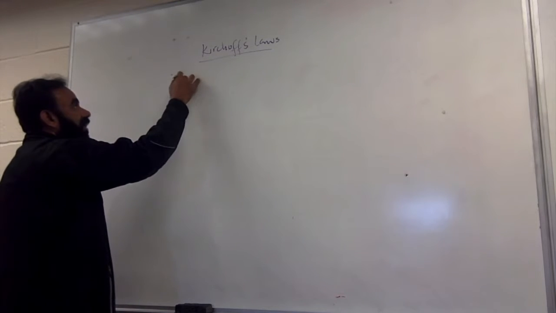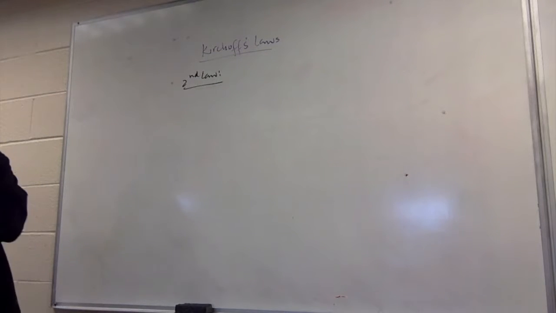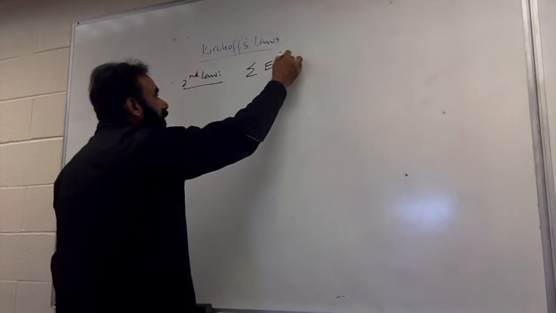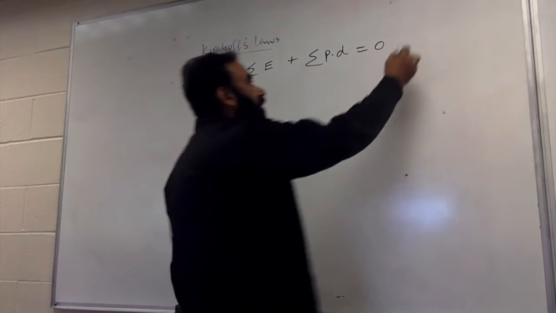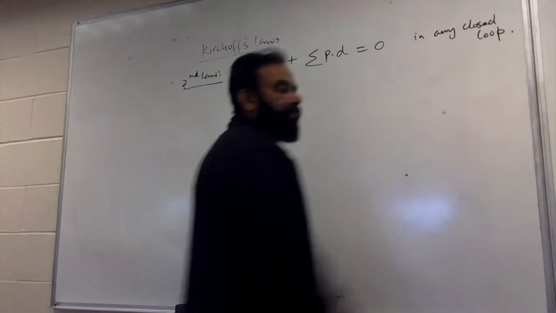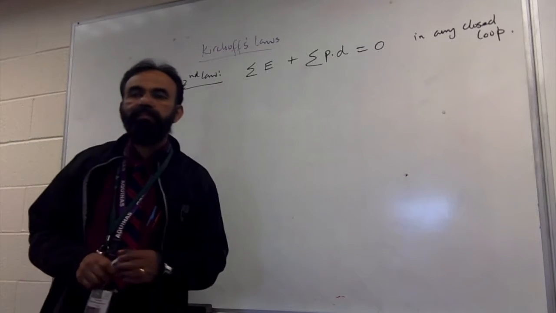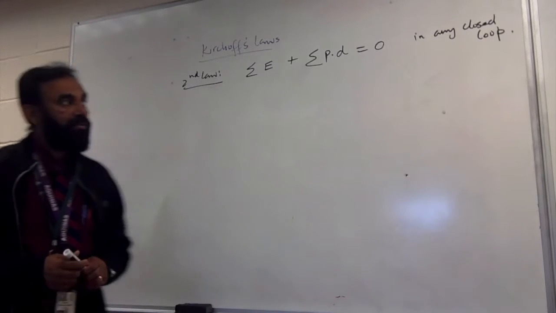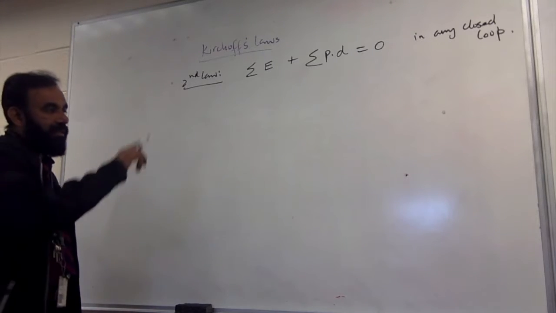And the second law needs to be taken care of when you work through problems. The second law says the sum of the EMFs plus the sum of the potential drops is equal to 0 in any closed loop. In any closed circuit, that should be true. And that is an important rule. A closed loop means a completed loop.